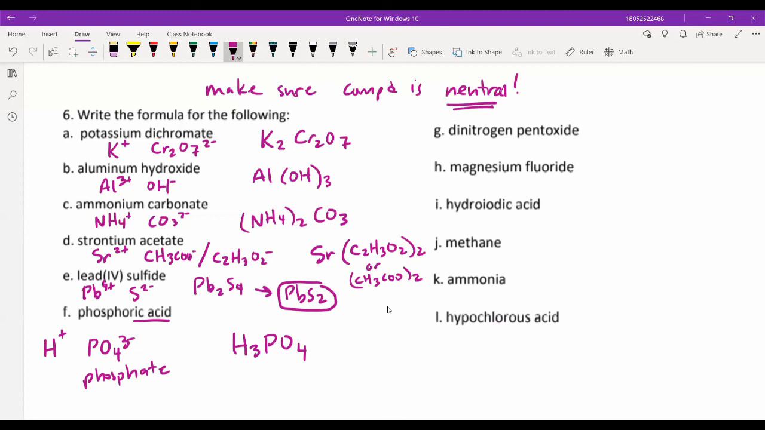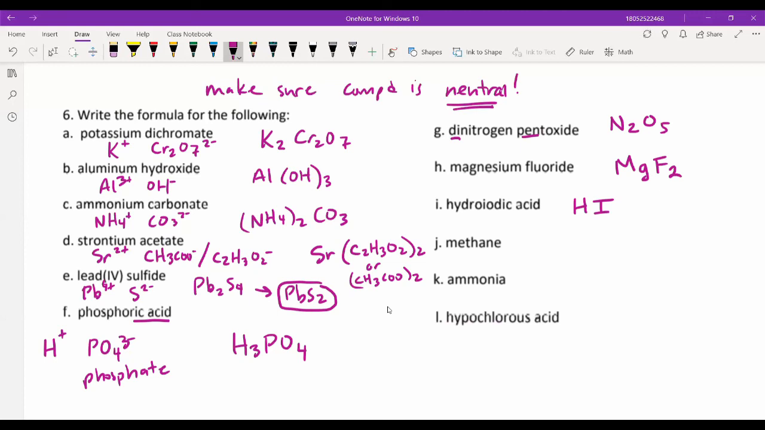Okay, dinitrogen pentoxide, so a covalent compound or molecular. The prefixes tell you how many of each element to write. N2O5. Magnesium fluoride, we have another ionic compound, and if you look at the charges, that should balance out to that. Hydroiodic acid is the official acid of Hawaii, so HI.